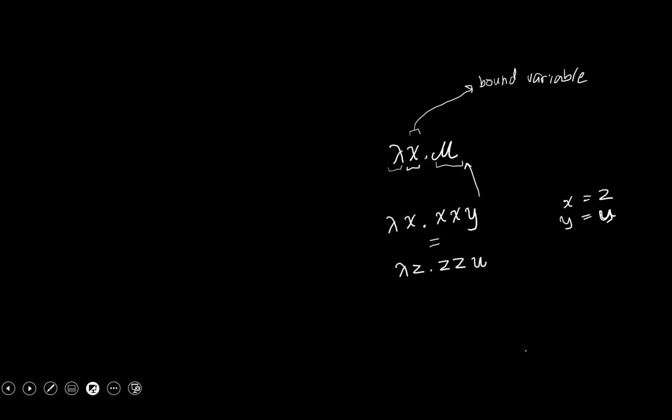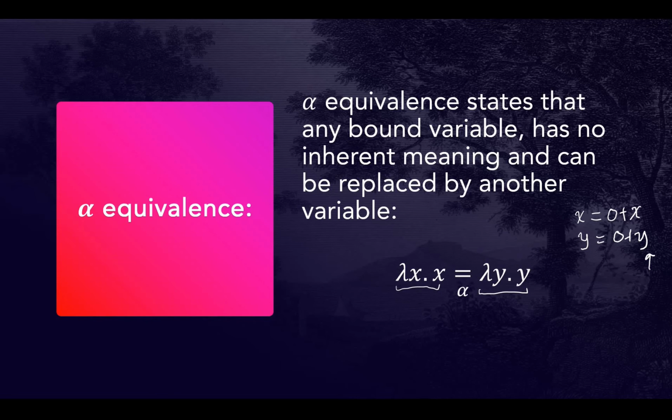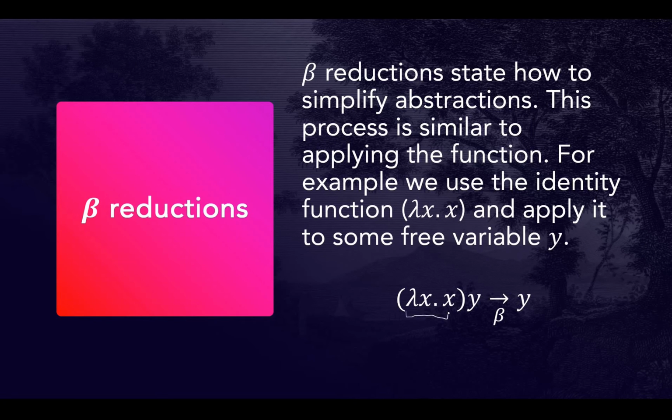Beta reductions. Beta reductions state how to simplify abstractions. This process is similar to applying a function in the context of functional programming. For example, if we use the identity function that you see here, lambda x dot x, and then you apply it to some other lambda expression, which is y, you can beta reduce this into y. Now that may sound like gibberish right now, but when you beta reduce some general application m n, what you imagine is that you're applying the left-hand side of the application to the right-hand side of the application. And if you remember the patterns of lambda calculus expressions, lambda calculus applications always appear in pairs.